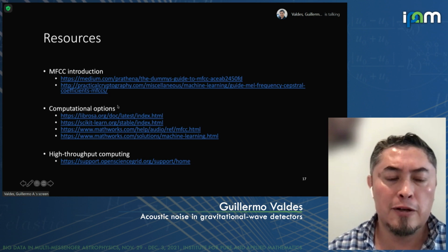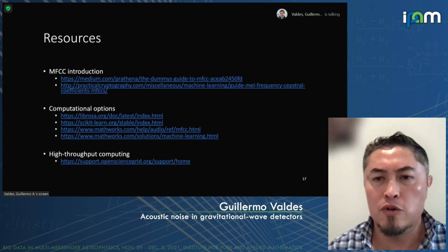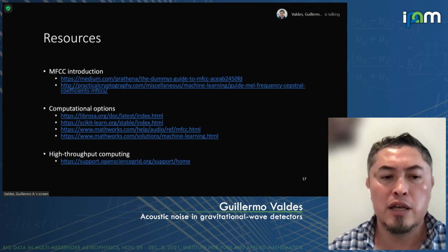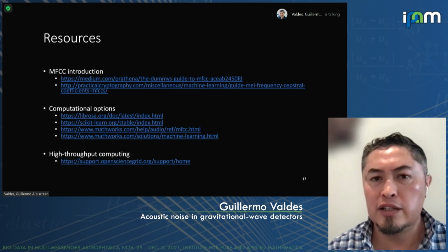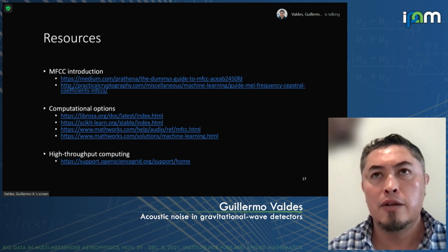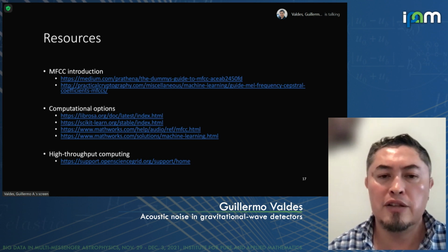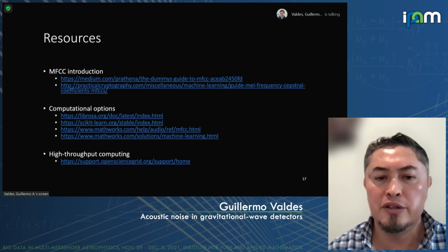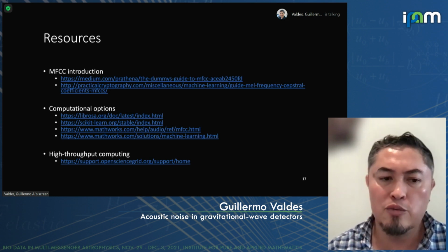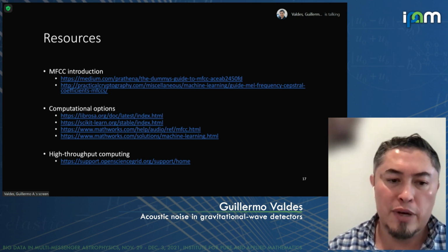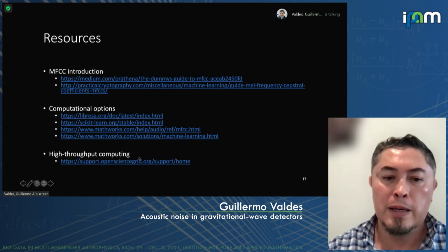In the computational resources, we have these two packages: Librosa, which is very good for feature extraction techniques, and scikit-learn for the classification, the grouping, clustering and classification, but also for dimensionality reduction. And for MATLAB, we have these two toolboxes, the audio and the machine learning toolboxes. And for the high throughput computing, I recommend the Open Science Grid.